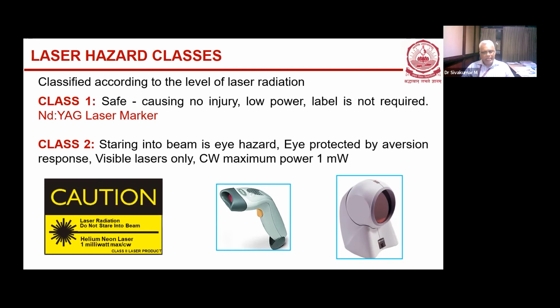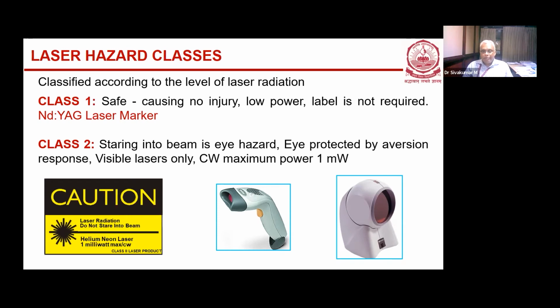For example, lasers like barcode readers. There are also semiconductor lasers. You don't need any label because the level is very low. So those lasers come under the class 1 category. And then class 2. These classes are based on the level of radiation, that is, the power level.